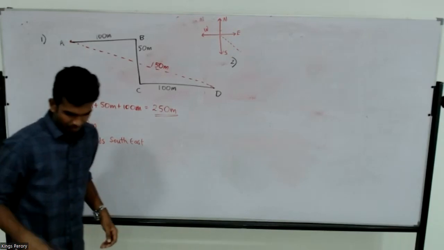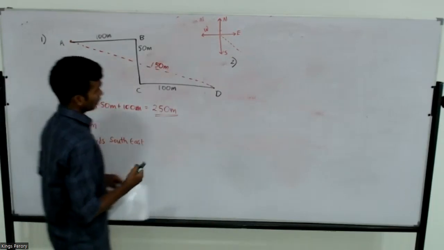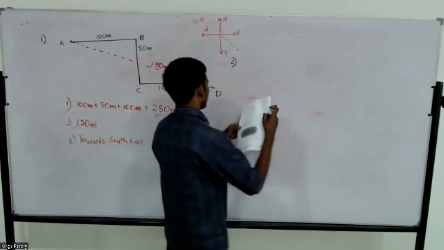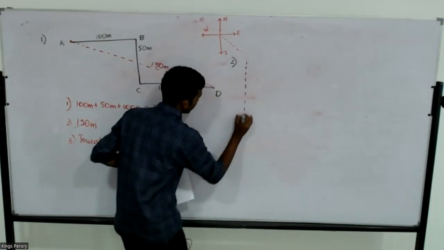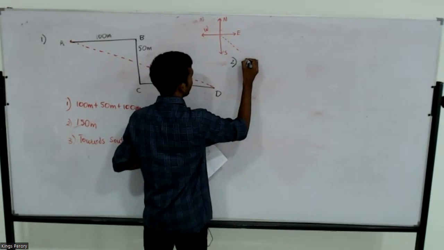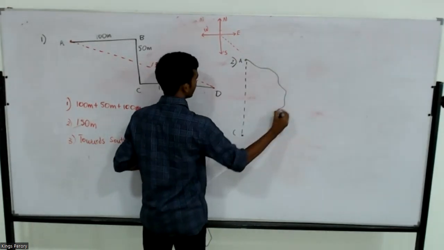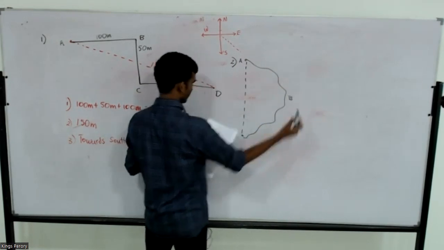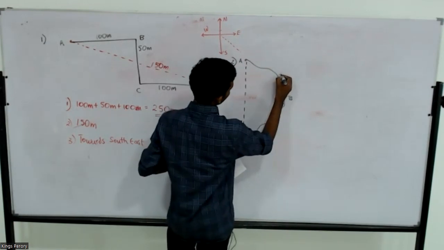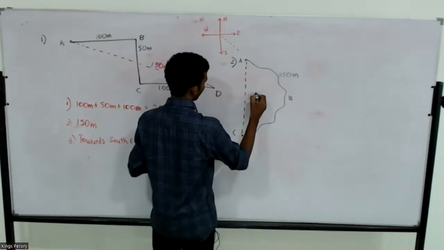Right. Many people have sent the answers. We'll see. Question number 2. A girl travels in the path ABC. A point is here. C point is here. This is the path ABC. ABC length is 350 meters. AC length is 100 meters.